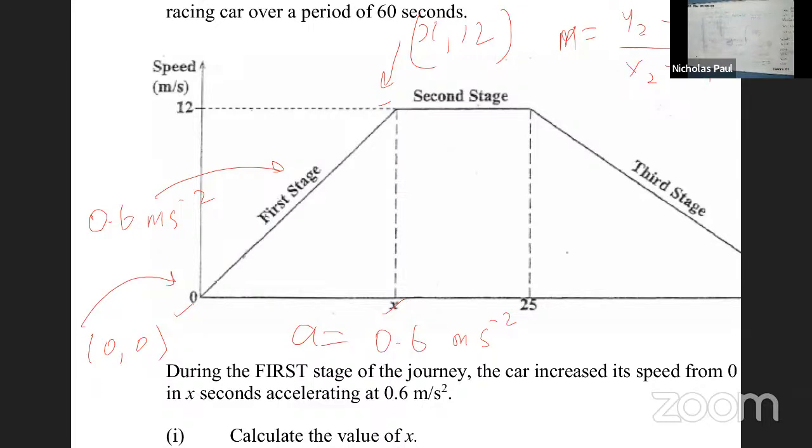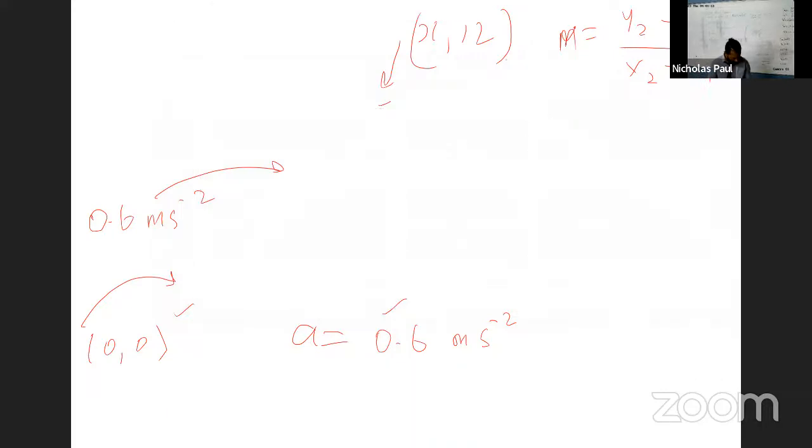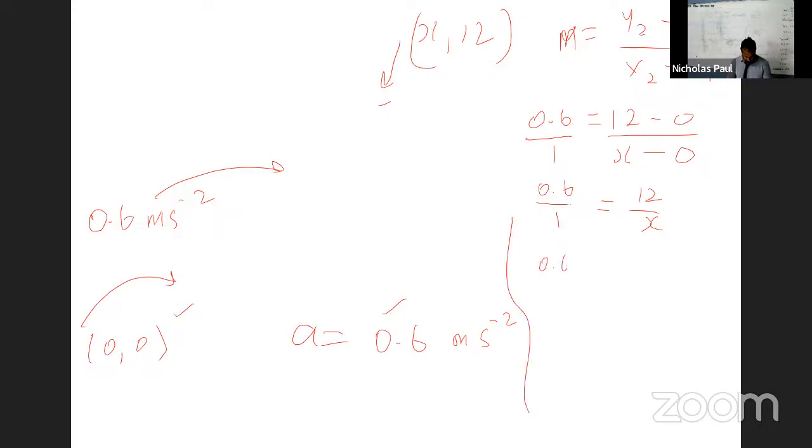Right, so I have the formula there for you. Plug in the values and let's see what you get. This is 0.6. y2 is 12, y1 is 0, x2 is x, x1 is 0. So you have 0.6 over 1 is 12 over x. Cross multiply, and you'll get 0.6x is equal to 12. x is 12 over 0.6.